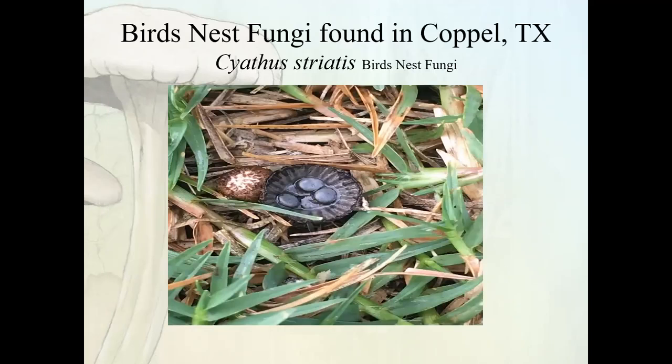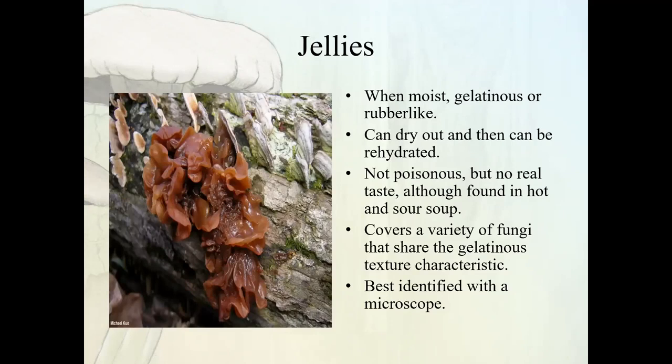Oops, let's go back to jellies. Okay, jellies, another group that you might see in the forest. You'll see them better when it's moist. They tend to be gelatinous or rubber-like. They can dry out and be rehydrated. Not poisonous, but no real taste. Some people eat it in their hot and sour soup. It doesn't taste like anything to me.